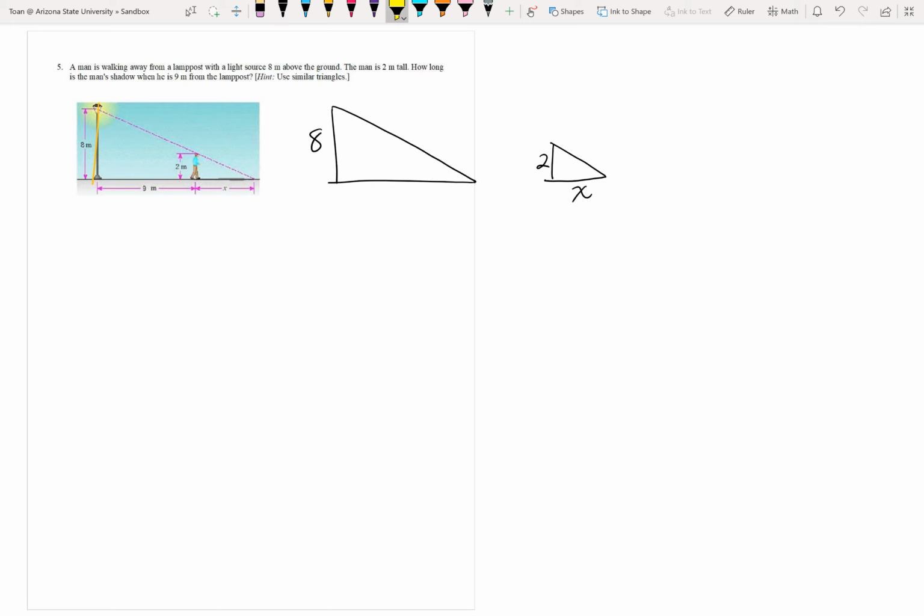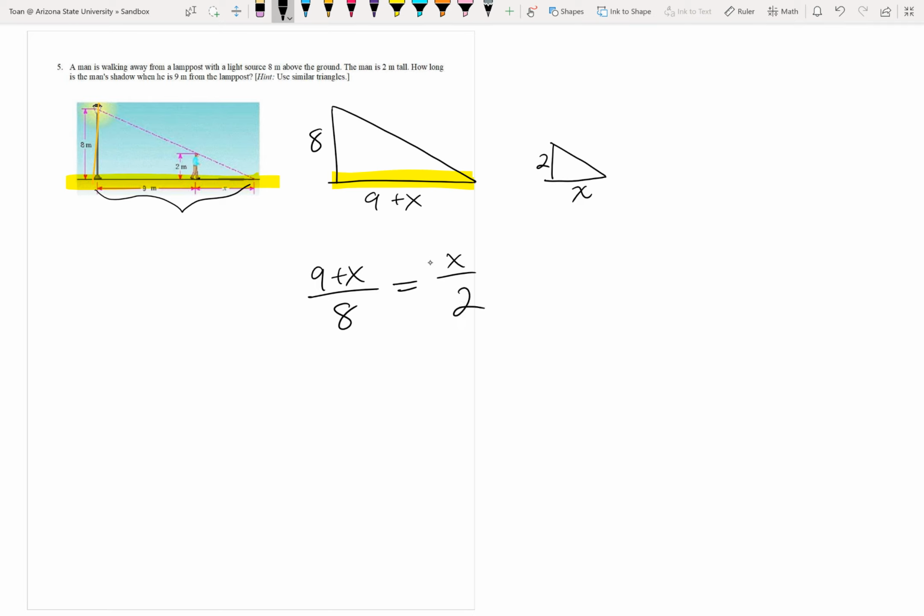The common mistake I saw was people did not label this side correctly. This length here in the picture is this length here, and clearly it's not just the 9, but the 9 with the x, specifically 9 plus x. So now we can set up our proportion. Let's do bottom over top. So 9 plus x, that's the bottom, over 8, that's the top, should equal, moving on to this triangle, the bottom x over the top 2.